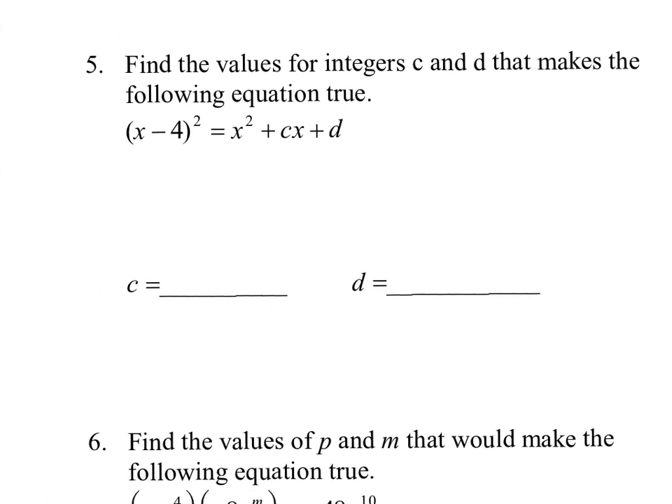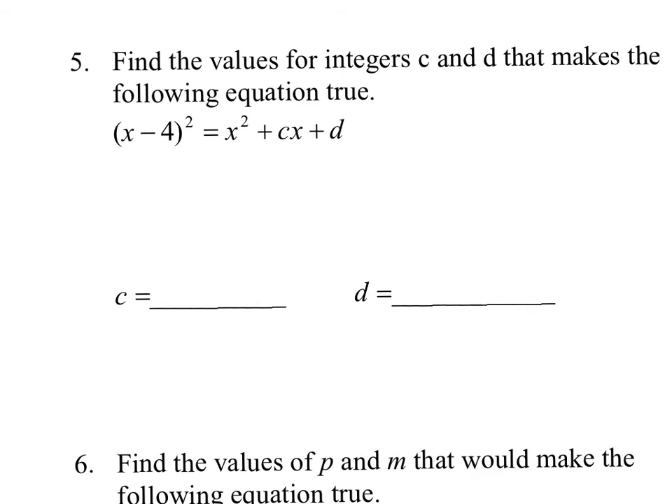Okay, 5. This is kind of like one of the questions I gave you in the notes. Here's what I would do for this one. It says that x minus 4 squared equals this. Well, what does x minus 4 squared equal? You could do the pattern, you could do the box method. Hopefully do the pattern. I'm going to write it right here below.